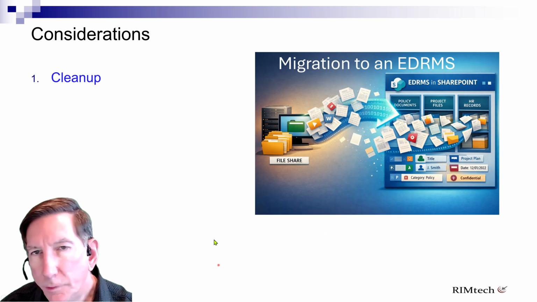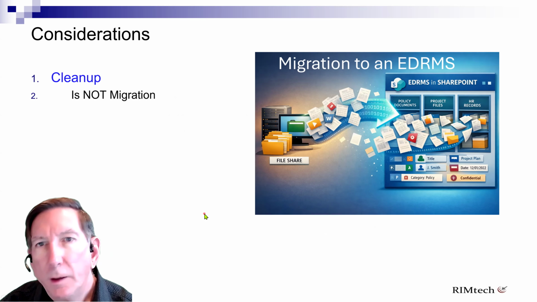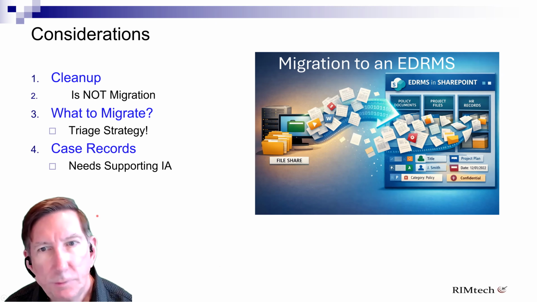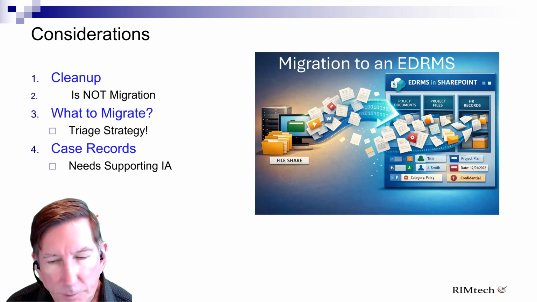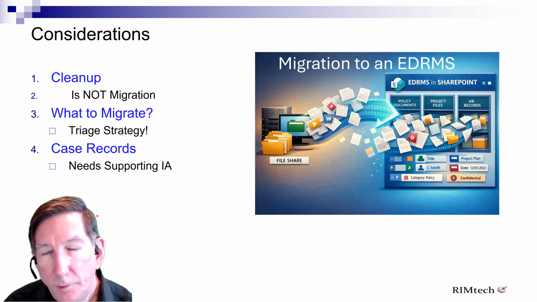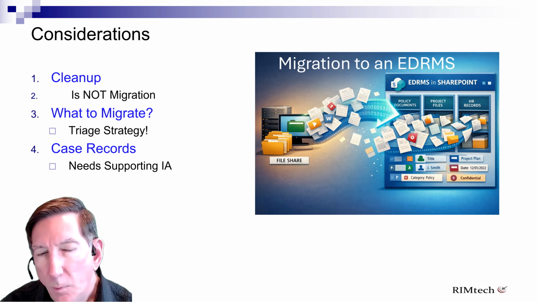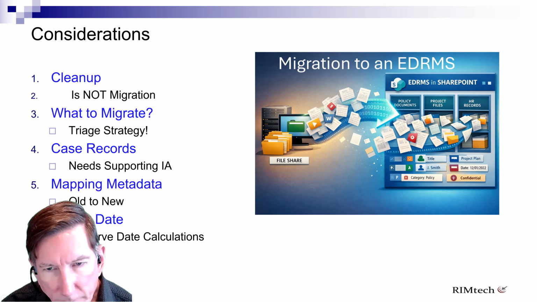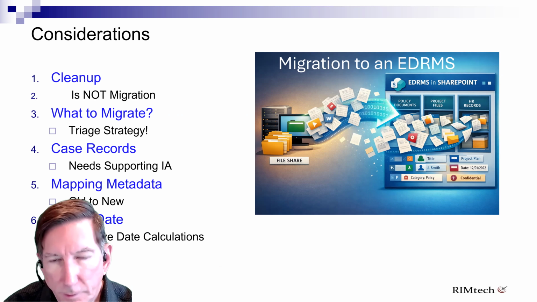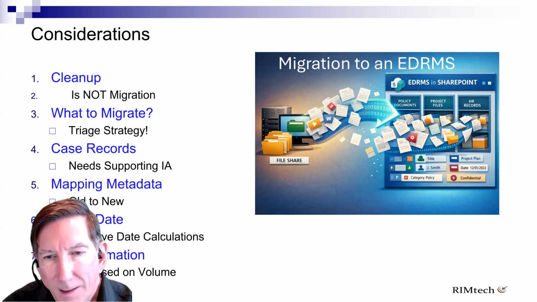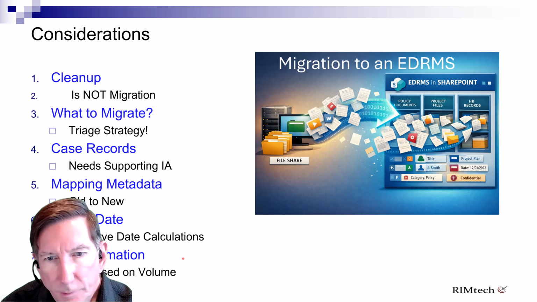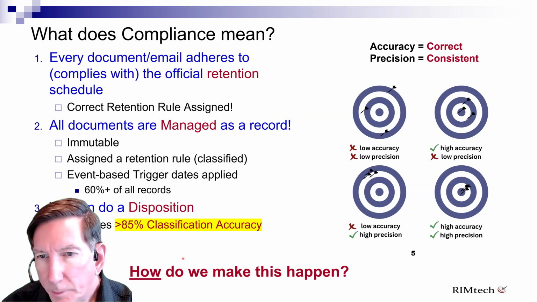Okay. So here are some considerations. Cleanup, which is not migration. What to migrate. We've got to talk about case records, and that's really important. Few records managers fully and deeply understand case records enough to know how to deal with it in an EDRMS, so that's a very important topic. We'll look at mapping metadata, the old to the new, and we'll talk about create date, which is an element of a migration that's important. And finally, we'll look at how to estimate the cost of a migration, because I think a lot of people are doing it incorrectly. So that's the topic, 7 topics. We're going to talk about each one of them.